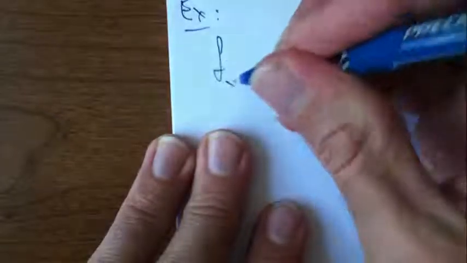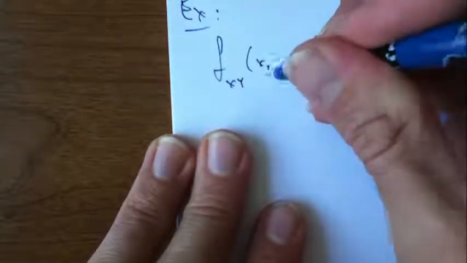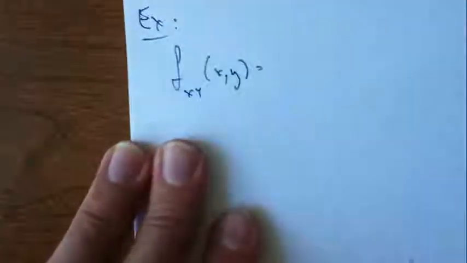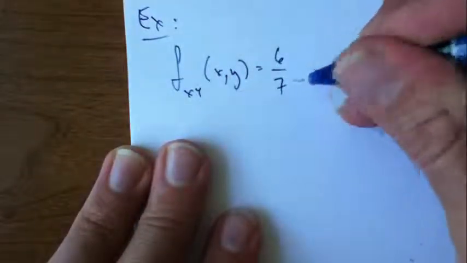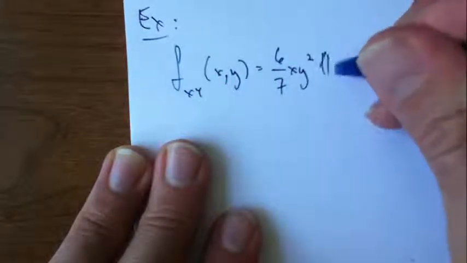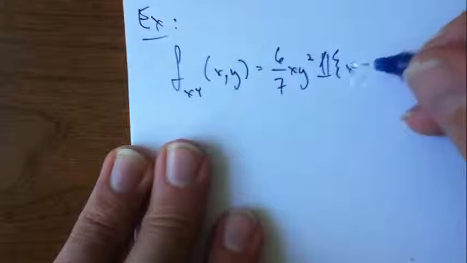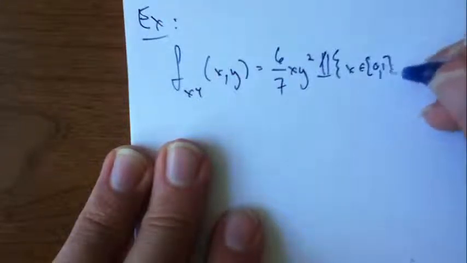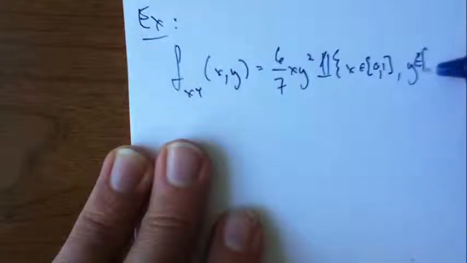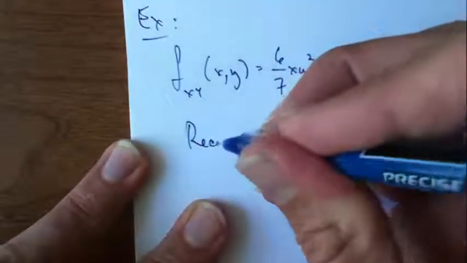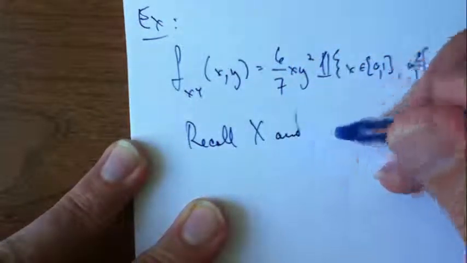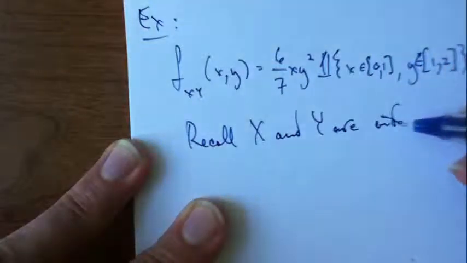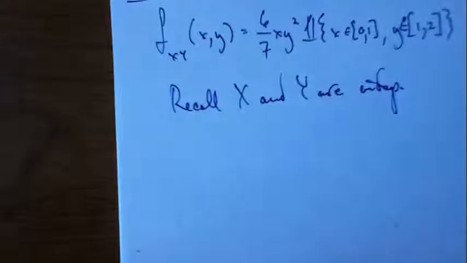All right, here's an example for you. We've already worked with this joint density function, but let's take another look at it here, where the joint density function for x and y is 6/7 times x times y squared times the indicator of x being in 0 to 1 and y being between 1 and 2. Recall that x and y were found to be independent, right, by that theorem that we have.